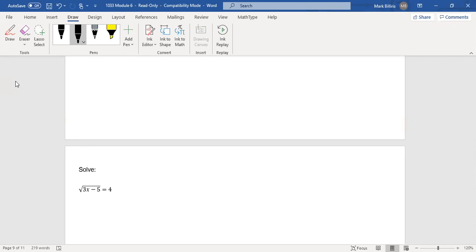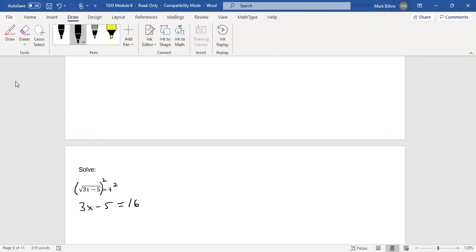If I'm taking the square root of a value and I want to eliminate the radical sign, I raise it to whatever the index is, because I want it, in this case, to be a perfect square. So the square root of 3x minus 5, squared, equals 4 squared, because what I do to one side, I do to the other. Now when I'm squaring a radical, it removes the radical sign. So this becomes 3x minus 5 equals 16.